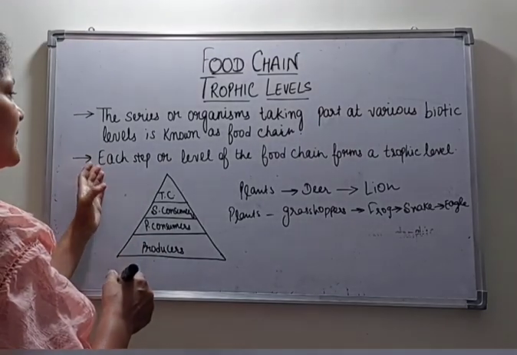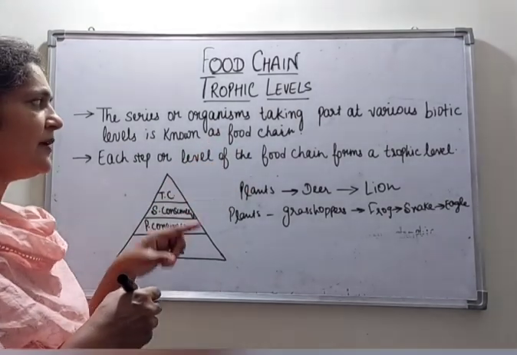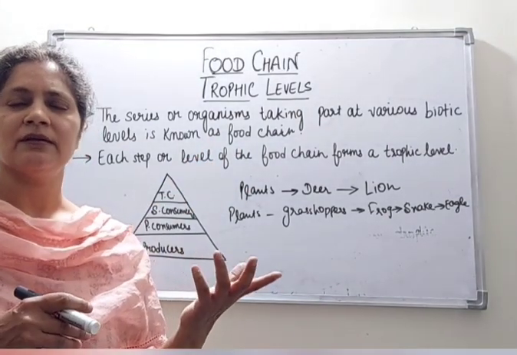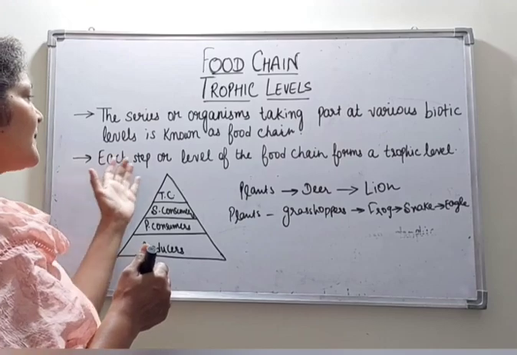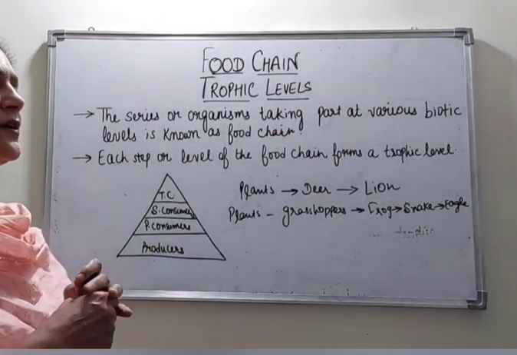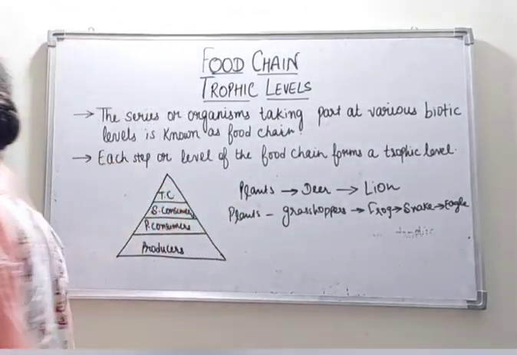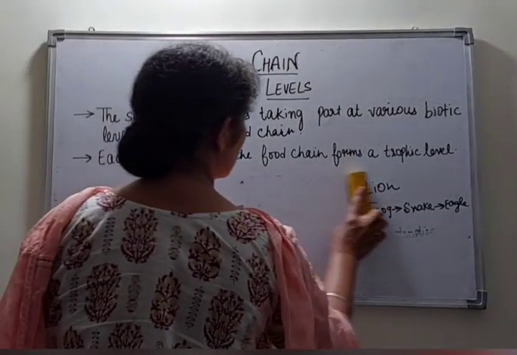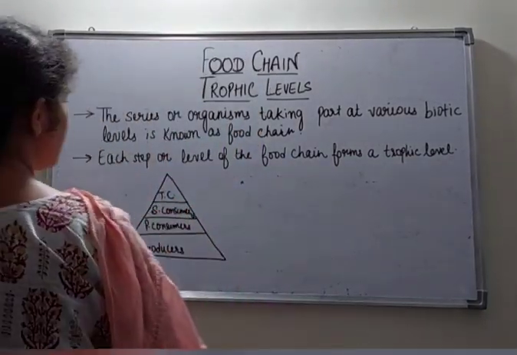Now each step or level of the food chain forms a trophic level. Right students? Each step or level of the food chain forms a trophic level. How do they form a trophic level? Now we will discuss.